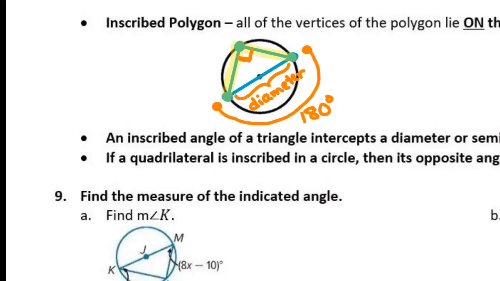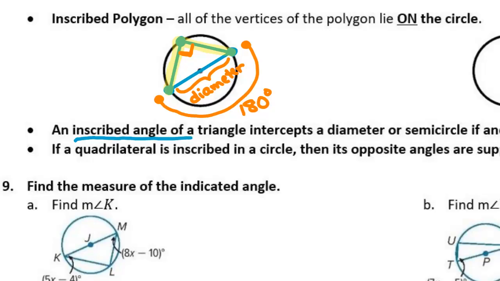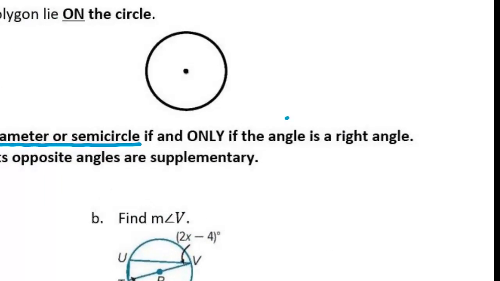So if I see a triangle inscribed inside of a circle, and one of the sides of that triangle is a diameter, goes through the center of the circle, that has to be a hypotenuse. And the angle across from it would have to be a right angle. That's what it says right down here at this first bullet point. An inscribed angle of a triangle, if it intercepts a diameter or a semicircle, same idea, then the angle is a right angle.